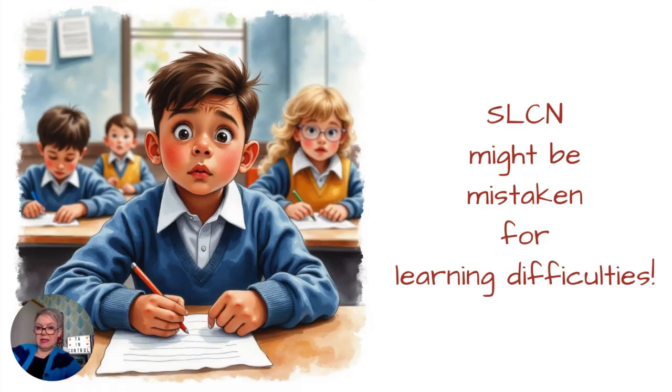SLCN might be mistaken for learning difficulties. If a child can't express ideas clearly or follow instructions, their academic potential might appear lower than it actually is. Their work may be incomplete or off topic, not due to lack of ability, but lack of understanding or expressive language. SLCN can mask a child's true ability. They may know more than they can say or show.